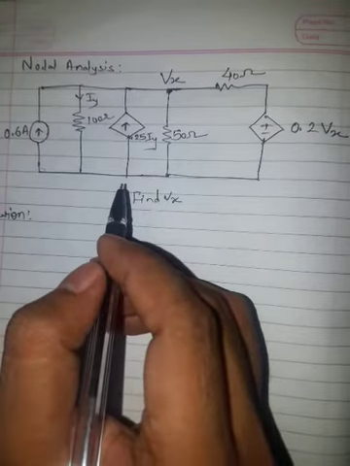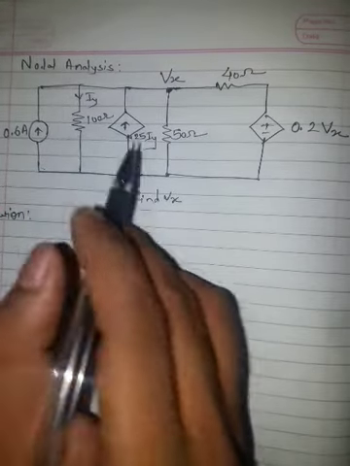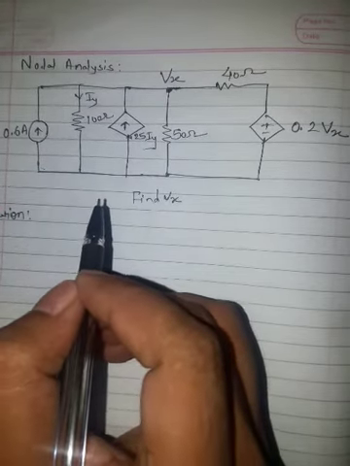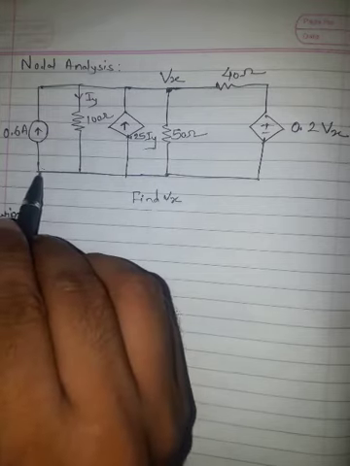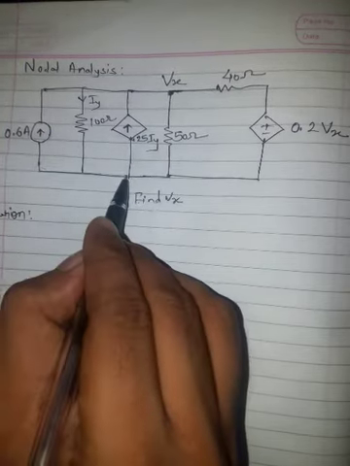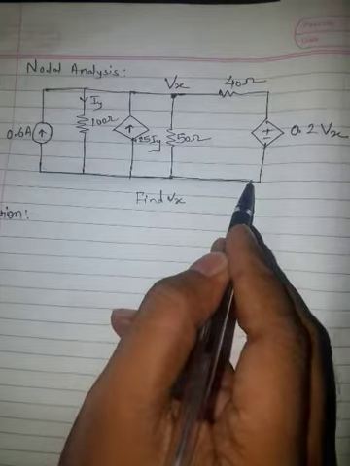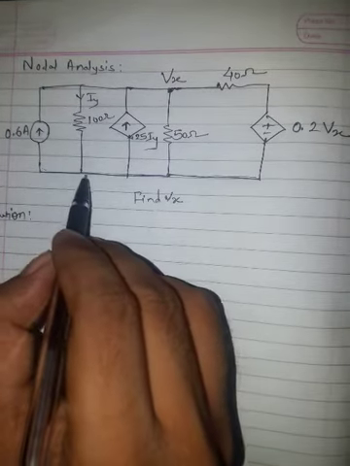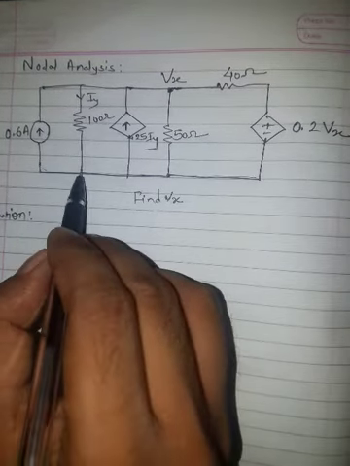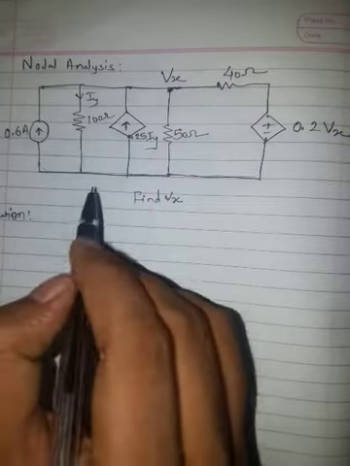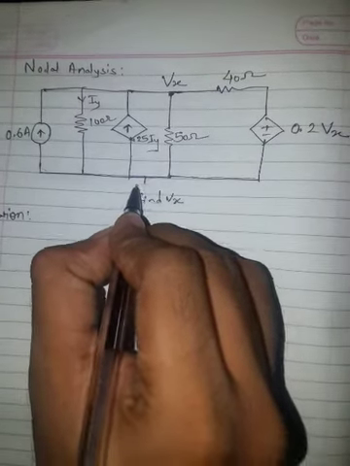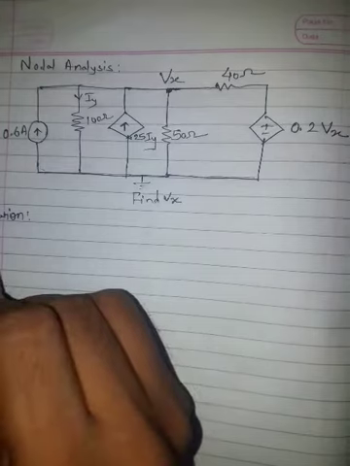First we have to show the number of nodes present in this diagram. All of you see this is one line. All the branches are meeting here. So this can be considered as our ground, that is the reference node.